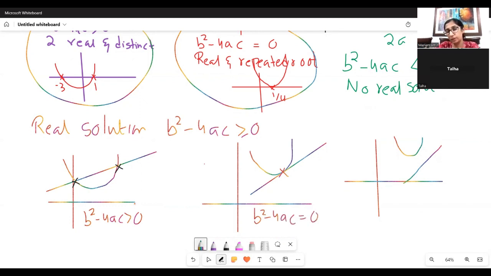And the third one is? B square minus 4AC is less than 0. Yes, because there's no solution. There's no point of intersection between the curve and the line. Okay. I think we're ready to start the worksheet questions from the discriminant worksheet.